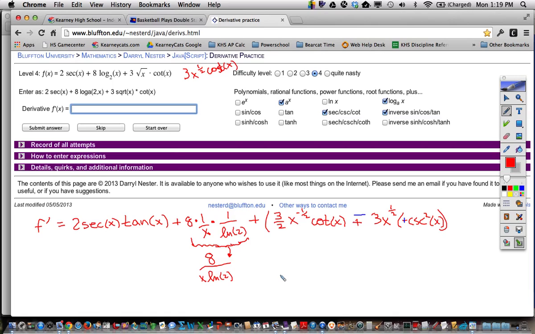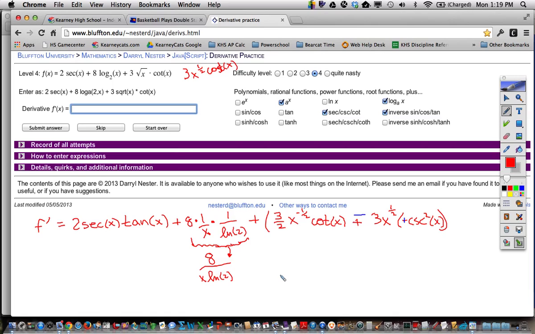Plus, leave the 3x to the 1/2 alone. Derivative of cotangent is negative cosecant squared. And that's where the parentheses are important. I would bring that negative out in front with that plus and turn that to a minus. And I think that should be done. Okay, and that's it.